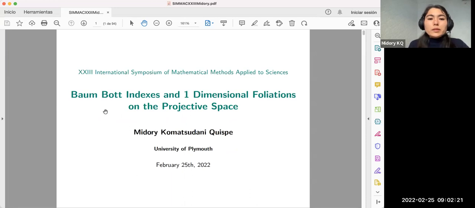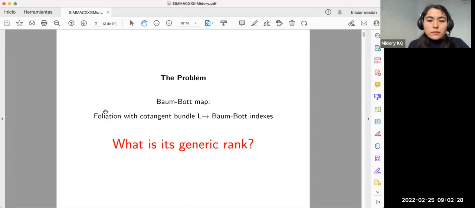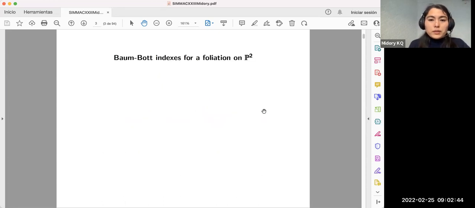We talk about the Bott indexes and one-dimensional foliations on the projective space. I'm interested in the following map. If I have a foliation with a fixed cotangent bundle and I calculate the Bott indexes, I want to know what is the generic rank. I will explain later why I'm interested in this problem. So for foliations on the complex projective plane, we have here an example.